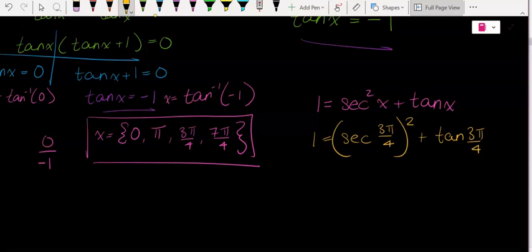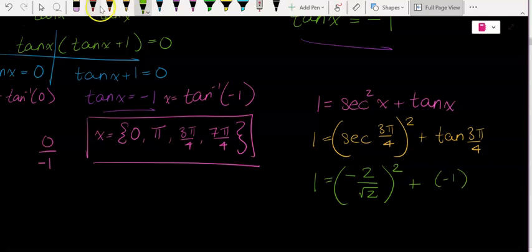Well, secant at 3 pi over 4, that's the reciprocal of my cosine. So that's going to get me 1 is equal to, cosine at 3 pi over 4 is negative root 2 over 2. So I'm going to have negative 2 over root 2. And then we're going to go ahead and square that. And then I got my tangent at 3 pi over 4. Well, that's going to be the square root 2 over 2 divided by negative root 2 over 2. So I get negative 1.